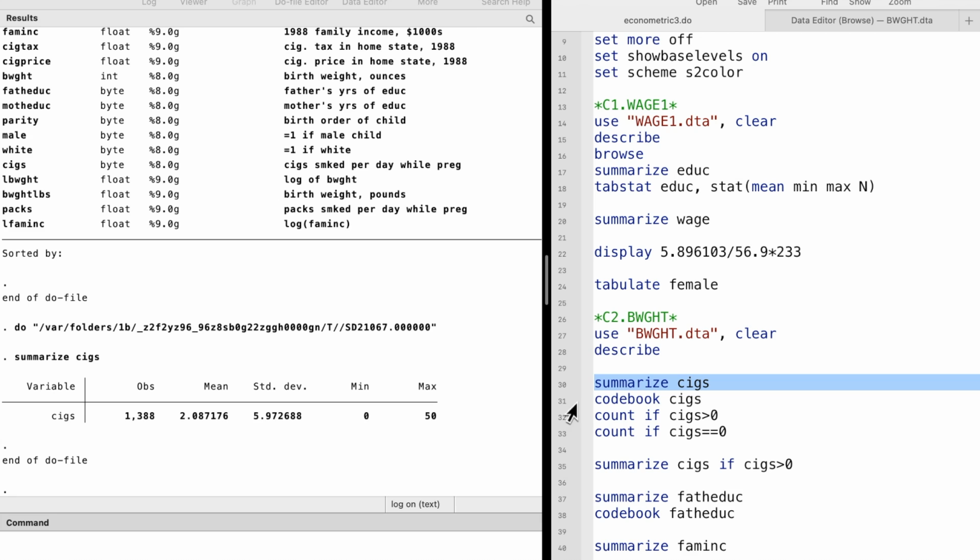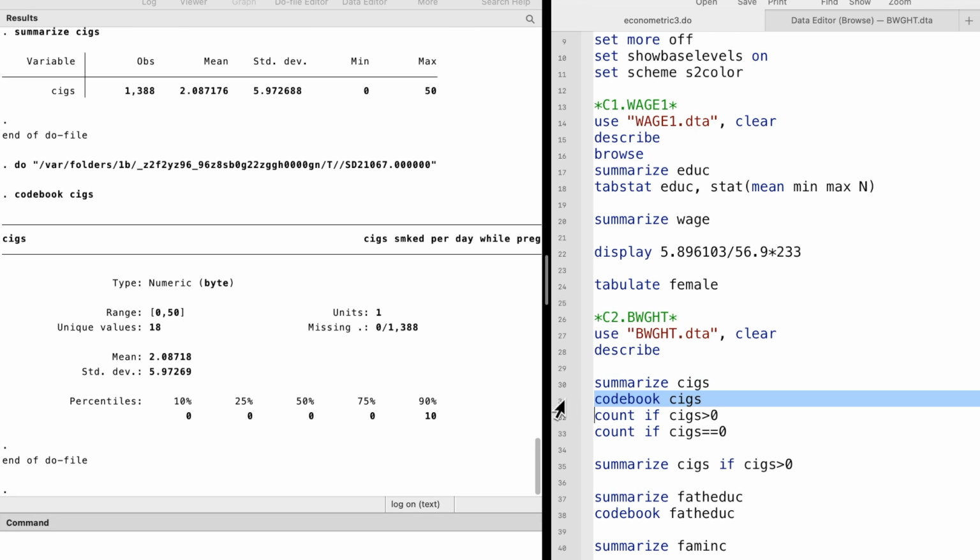We can employ the command codebook, followed by the variable's name to have detailed information about the variable. We see the same mean and standard deviation of the variable as in the summarize. We also find the percentile of the variable. The 50 percentile, or the median, is 0. The 75 percentile is still 0. It suggests that the majority of women do not smoke during pregnancy.